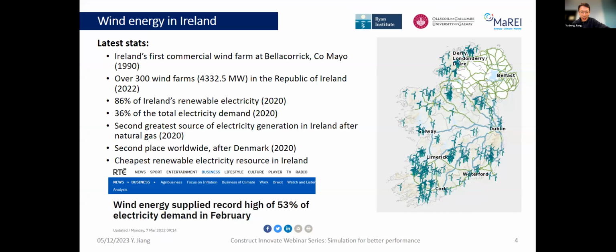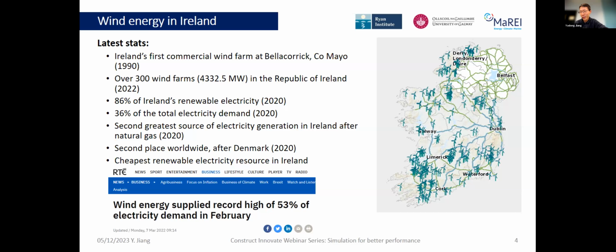So now moving on to wind energy. As a country with great wind resources, Ireland has good potential to utilize wind energy. The first commercial wind farm in Ireland started as early as 1990, and up to 2022 last year, there are over 300 wind farms in Ireland, which contribute 36% of the total energy demand in Ireland.